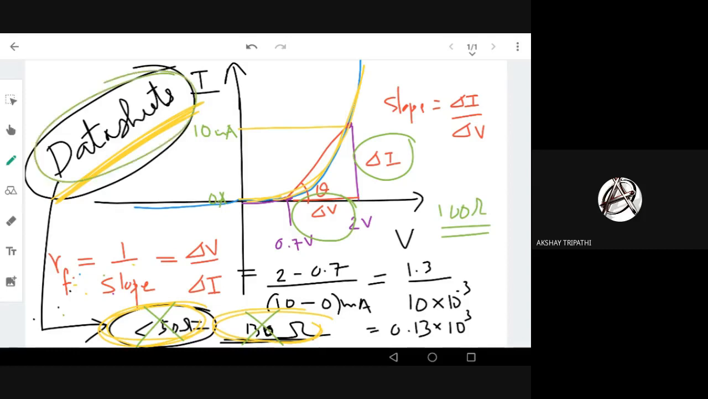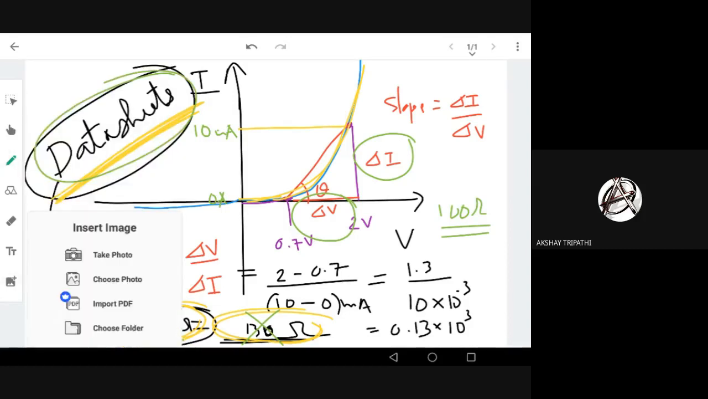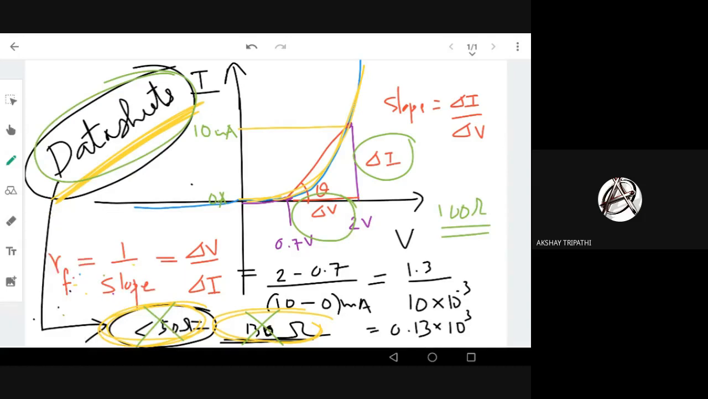And how to refer to data sheets? You have to first see the name of the diode you're using. For example, silicon diode IN4001 is the name of a diode, right? IN4007 is another diode. These are the names of diodes. So based on these diodes, you have to go to the data sheet. How to go to the data sheet? You need to go to the internet and type the part number of the diode and the company.